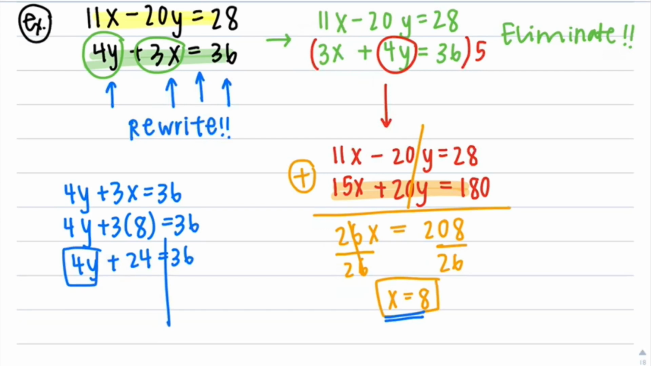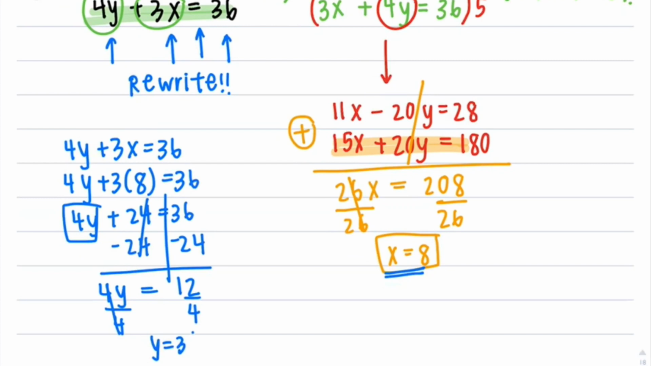If it helps, set that up. We need to isolate y, so y is going to stay. We're going to do the opposite and move that 24 over to the other side. All right, 4y is equal then to 12. Divide on both sides. You're going to end up with y is equal to 3. All right, so final answer then for this problem is that ordered pair 8, 3.